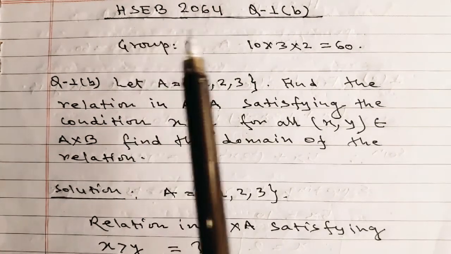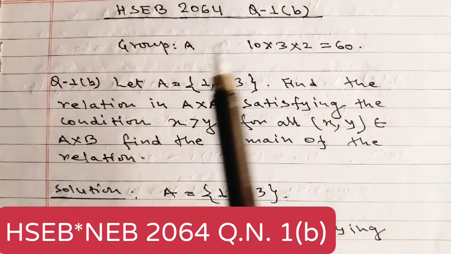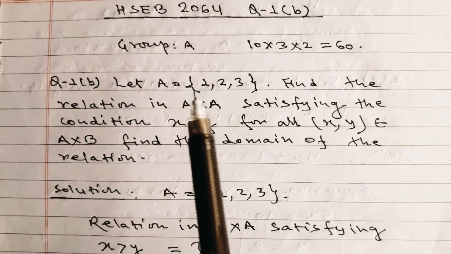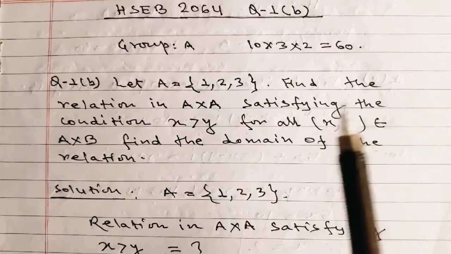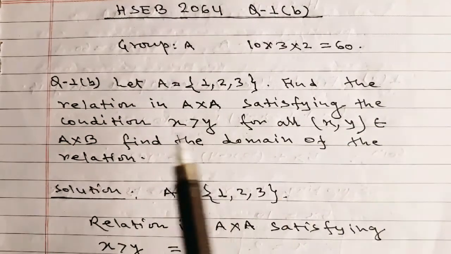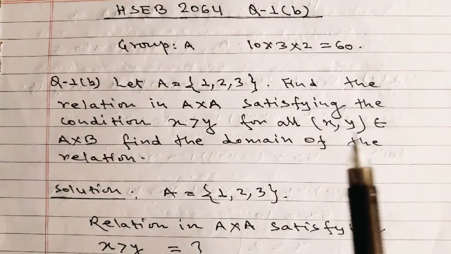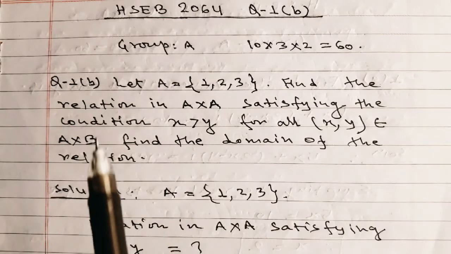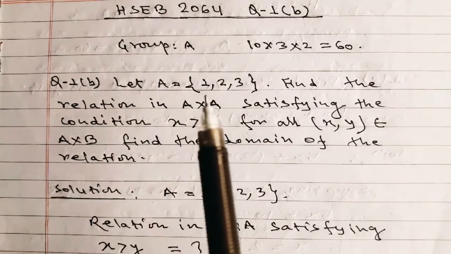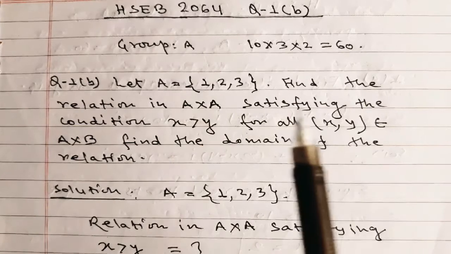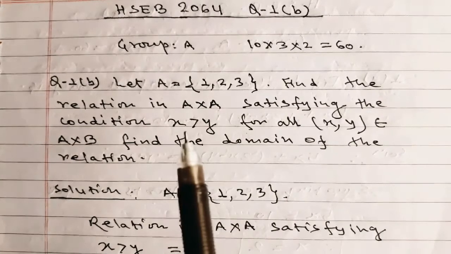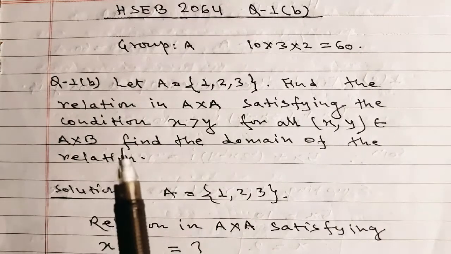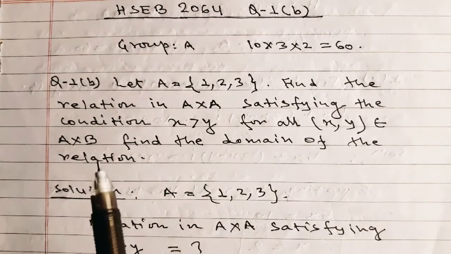Exam solution, HSEB 2064, question number 1B, Group A. Let the set A equal {1, 2, 3}. Find the relation in A cross A satisfying the condition x greater than y for all x, y belonging to A cross A. Find the domain of the relation.